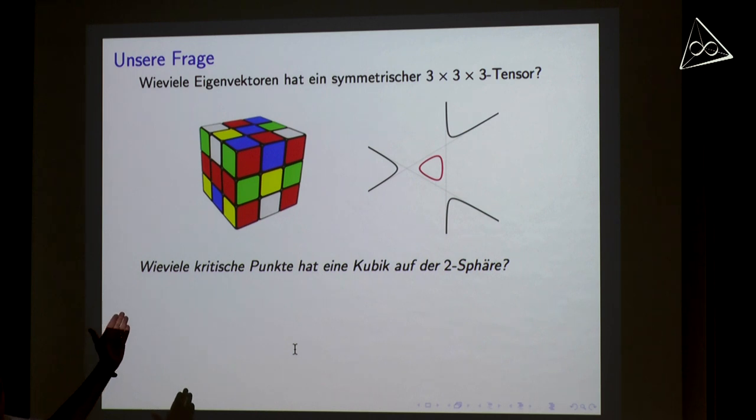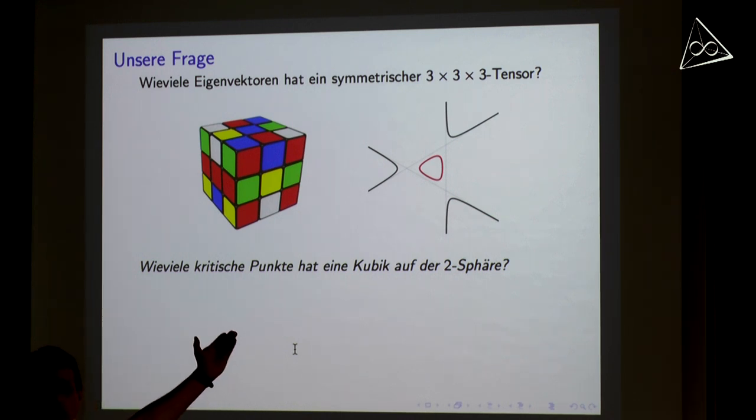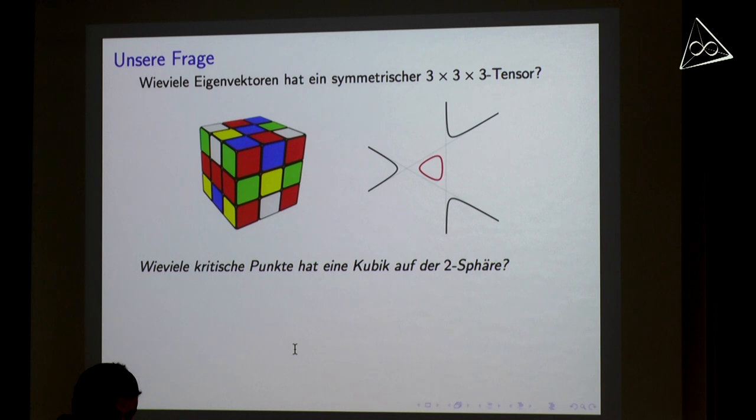So this is a symmetric 3 by 3 by 3 tensor. It has 10 coefficients, and that is the same as a ternary cubic. That is the same as a homogeneous polynomial of degree 3 in three variables pictured on the right. Right? So this is a cubic curve in the plane. This is the zero set in the real projective plane, known as an elliptic curve, right? So the one take-home message from this lecture is these are the same picture.